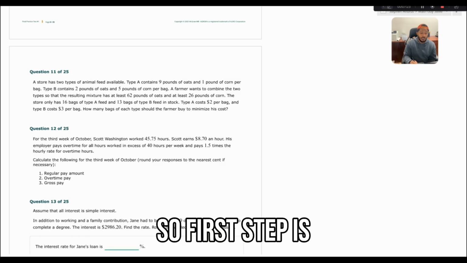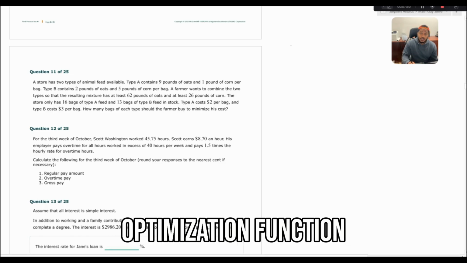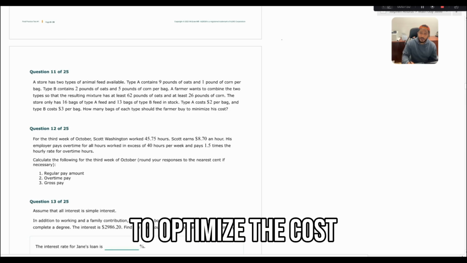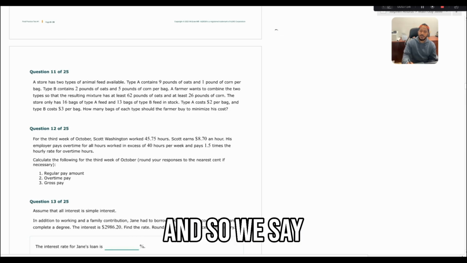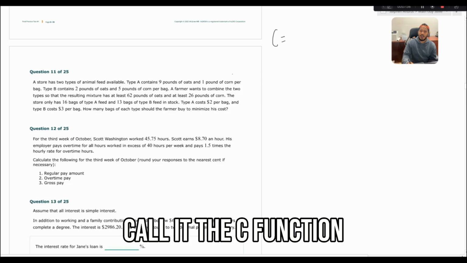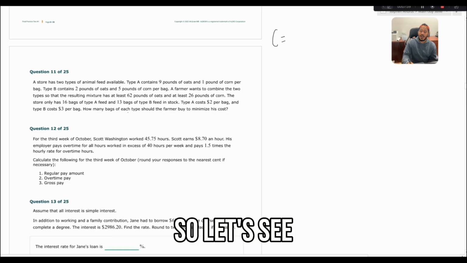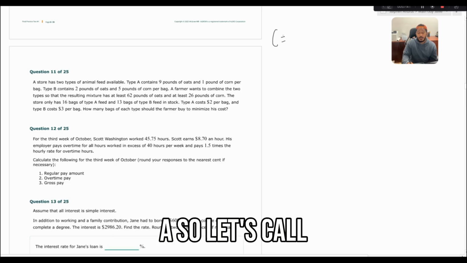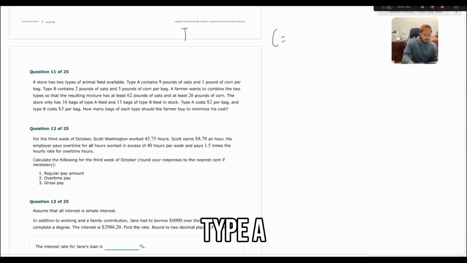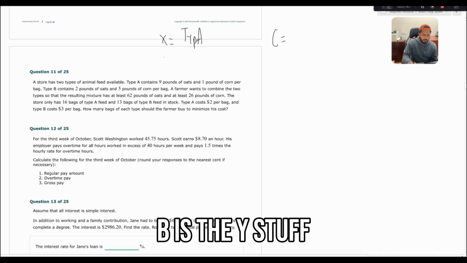So, first step is we find our optimization function. We're trying to optimize, or minimize, the cost, right? So let's call it the C function. We're trying to minimize the cost of these bags. So let's see, we know that type A, let's call type A the X stuff. Type A is the X stuff, and type B is the Y stuff.